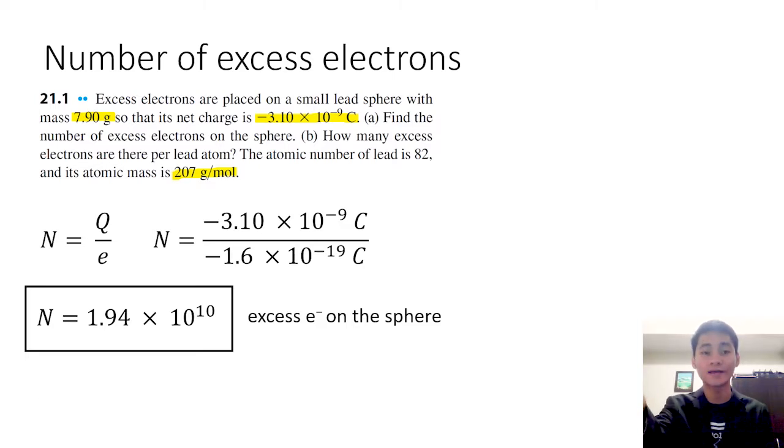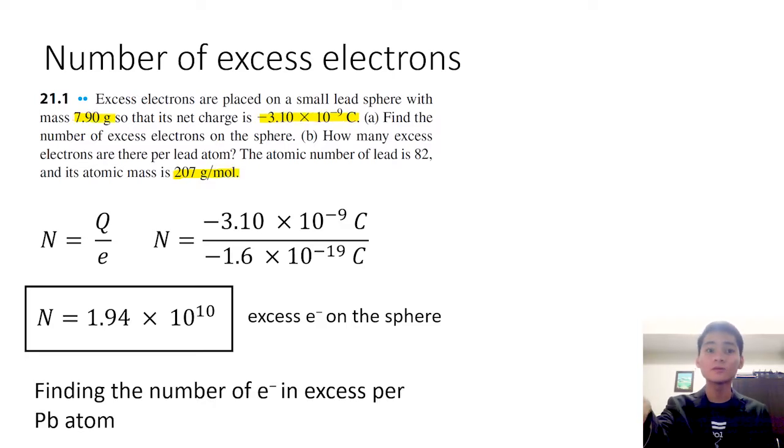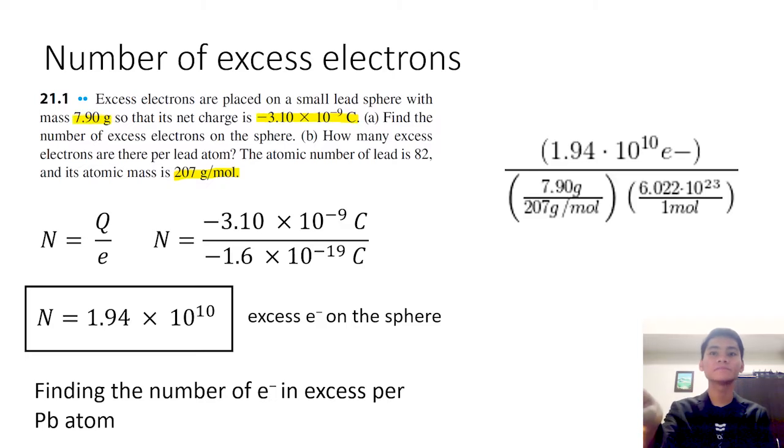We get this value. To find the number of excess electrons per lead atom, we divide the mass of the sphere by its molar mass or its atomic mass. That way, grams cancel. After that, we multiply it with Avogadro's number to get the total number of lead atoms in that material or in that sphere.